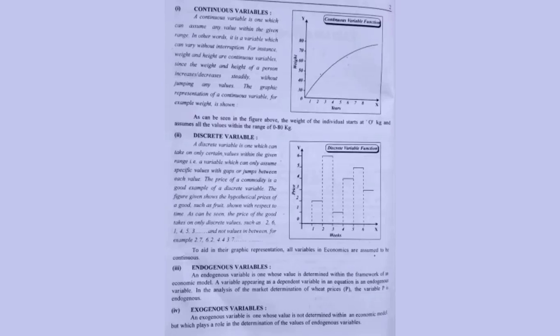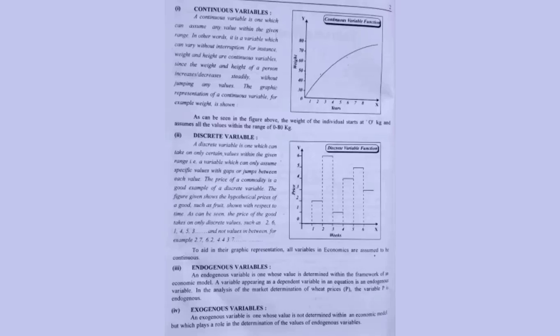अगर आप इस ग्राफ को देखते हैं तो ऑरिजिन से स्टार्ट होता है. इस ग्राफ में कंटिन्यूटी पाई जाती है. As can be seen in the figure above, the weight of an individual starts at origin O or 0 kilogram and assumes all the values within the range of 0 to 80 kilogram. Let me discuss another type of the variable, that is discrete variable.